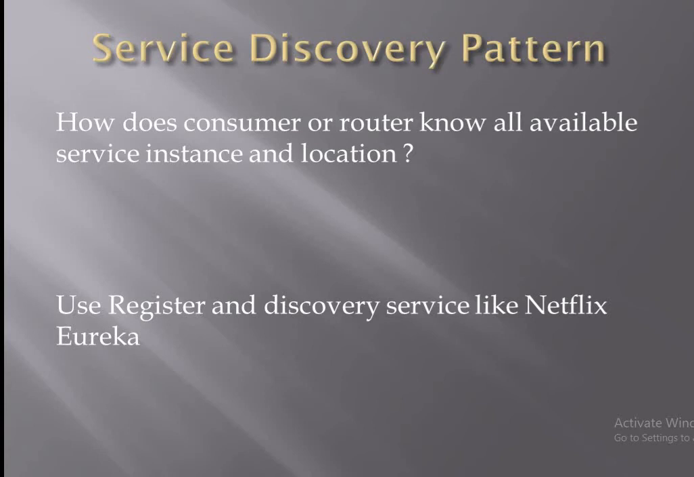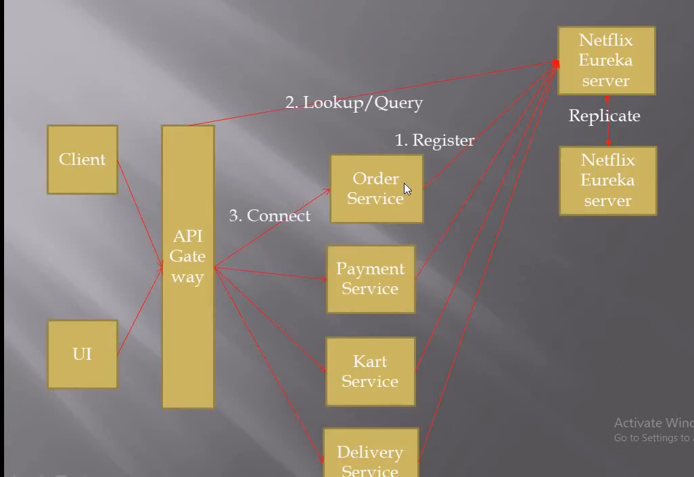You don't want to expose this structure to your client. So what you do is give only the name of the service. You don't need to provide the instances of the service and their location, IP, all those things. You just give the name of the service, and then we use a registry and discovery service like Netflix Eureka. So you can see that this is our API gateway. This is the client. The client is connected to the API gateway, and then we have multiple services: order service, payment service, cart service, and delivery service. Each service is attached with the Netflix Eureka server.